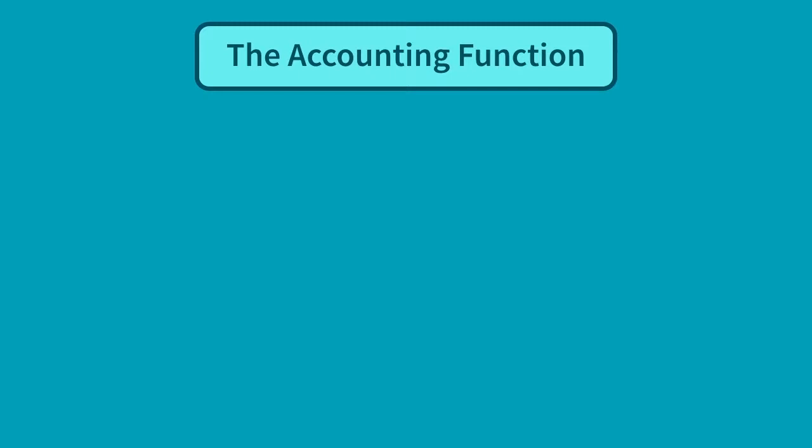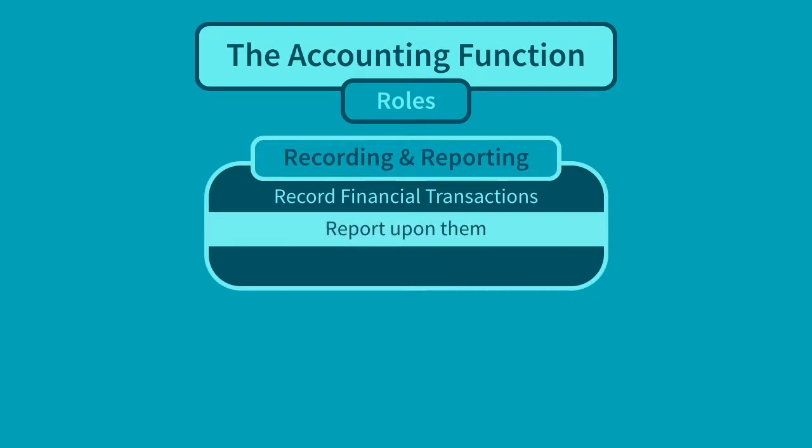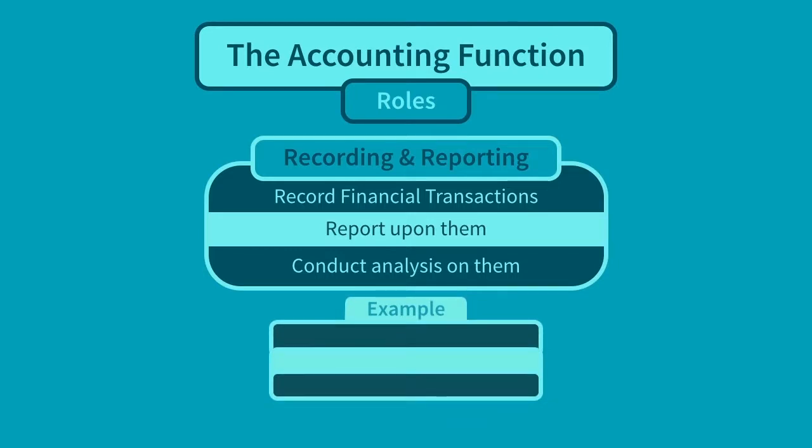Firstly, let's look at the accounting function itself, also sometimes called the finance function. The main roles of the accounting or finance function are to record all financial transactions in the organization and report upon these transactions, perhaps also conducting analysis to help interpretation of the numbers. A simple example is for the function to record all sales in a given period and all costs in the same given period and produce the profit and loss account for the management of the organization to inform it as to how it is performing.